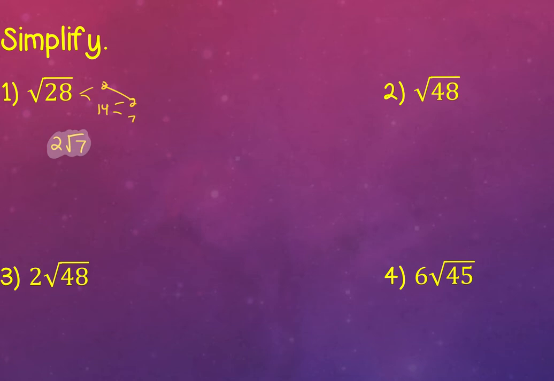For 2, you got 48. What can 48 break down into? 2 and 24. 2 and 12, 2 and 6, 2 and 3, 1 pair of 2s. 1 pair of 2s, a second pair of 2s, and the lonely 3. So this becomes 4 root 3.